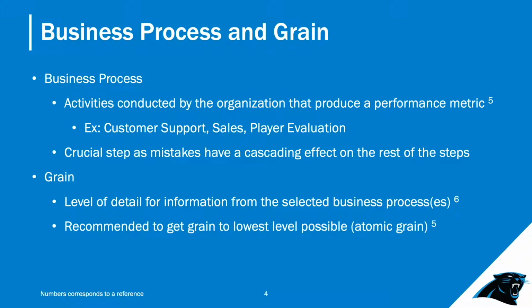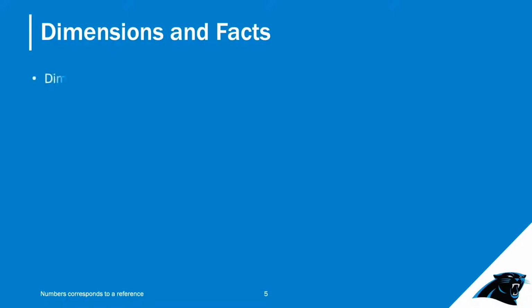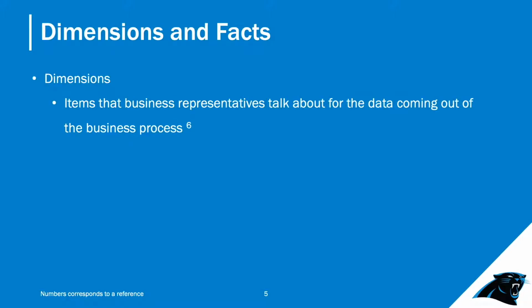It is recommended to get the grain to be the lowest level that the data can be captured from the business process, which is referred to as the atomic grain. For example, the lowest level could be a single customer support ticket or a single play in the game. The grain must be determined prior to the next step, as every dimension or fact must be consistent with the grain. Dimensions are the items that business representatives talk about for the data coming out of the business process.